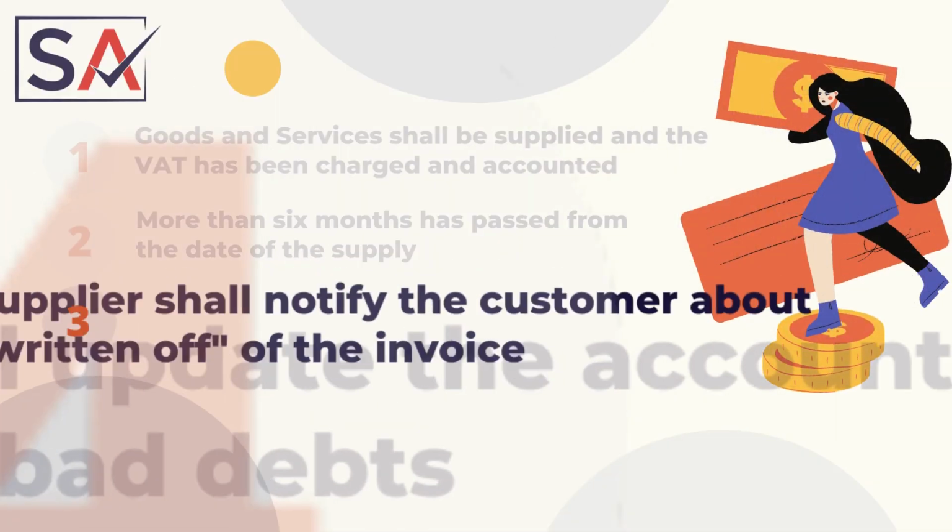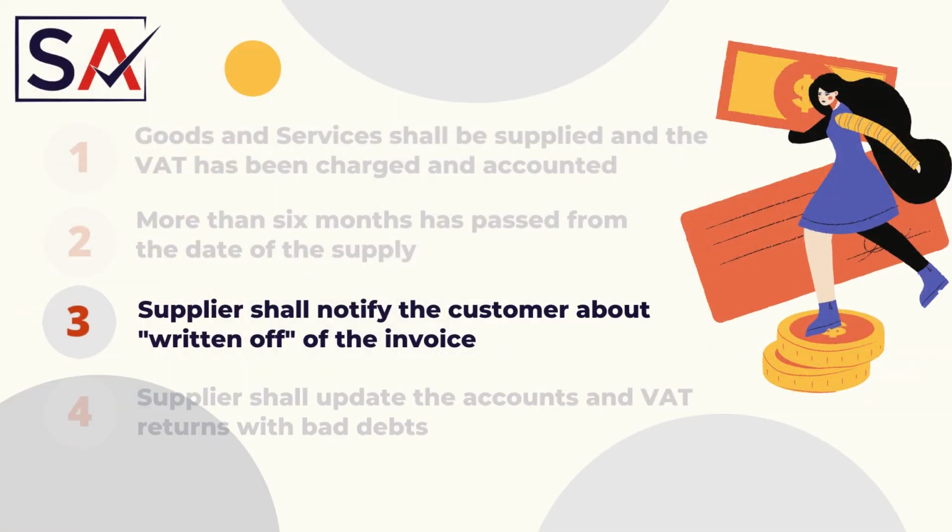Number 3. Supplier shall notify the customer about the written off of the invoice. It means, the minimum information to be notified to the customer when the supplier writes off the invoice are, point number 1, the invoice number and date of the tax invoice which has not been paid by the customer, and point number 2 is the amount of consideration that has been written off by the supplier.